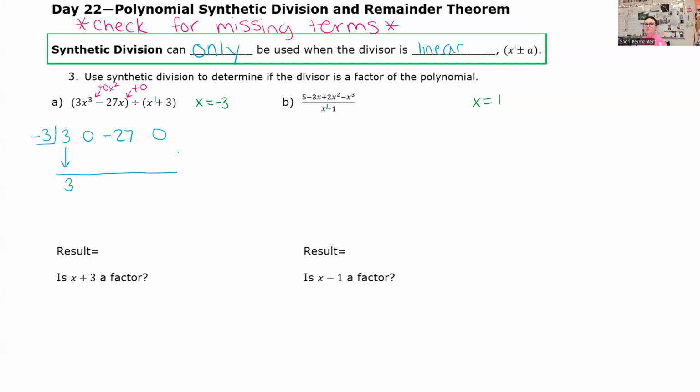That's how you start the problem every time. That's just how you start. Drop it like it's hot. A lot of times students set it up and they're like, I don't know how to start. First step, drop it like it's hot.